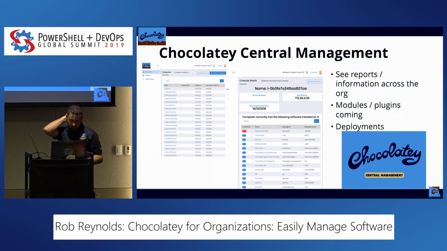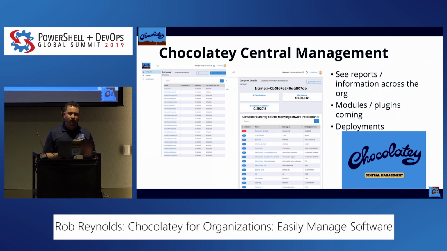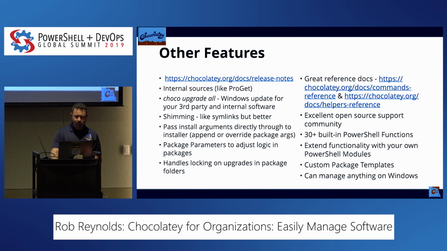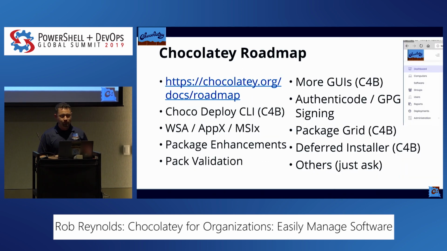Central management, a little bit bigger view of that, just shows us all of the software that's out there, all of the machines that are under management, and we can get reporting on that, and we're able to export that report and move it out. Whole bunch more features, and then the roadmap. So we're looking to do quite a bit more. I'm not going to spend too much time on this because I'm trying to get us into the demo.